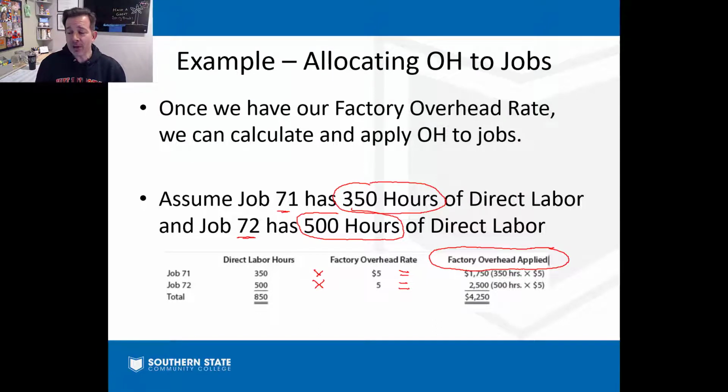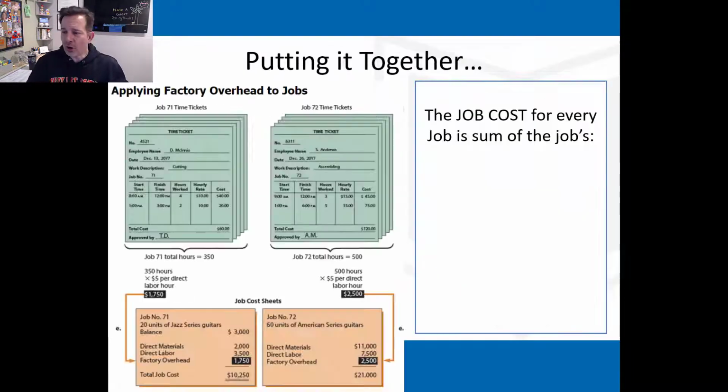If we leave off that overhead, man, look, we're leaving off $2,000, more than $2,000 on job 72, nearly $2,000 on job 71. We would run a risk of pricing those jobs too low if we didn't allocate or put some estimated overhead to them. Okay? So to put all that together, you can see we got applying factory overhead to jobs right here. We got our time tickets, and then using those to calculate our factory overhead.